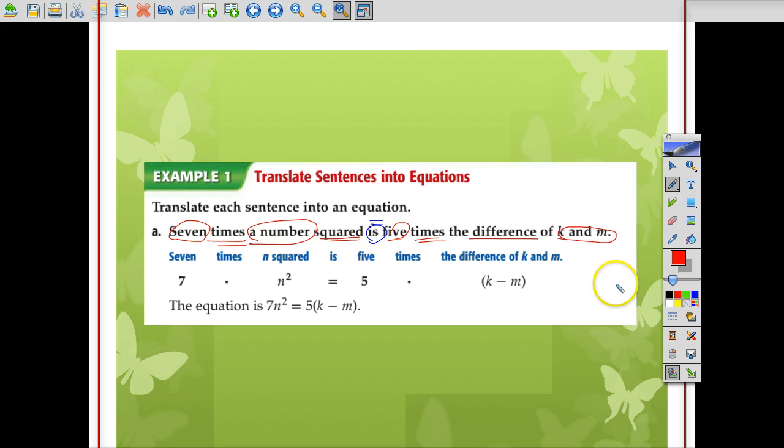Okay, so you're just going to write this out. 7, times means multiply, a number, they gave N for number, squared. This number is squared, so here's a square. Is, equal sign. 5 times, so 5, there's a multiplication, the difference of K and M, so K minus M, and that's going to be times 5. So you rewrite this long equation and shorten it: 7 times n squared, 7n squared, equals 5 times k minus m.